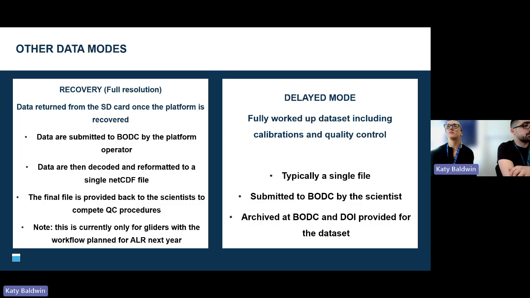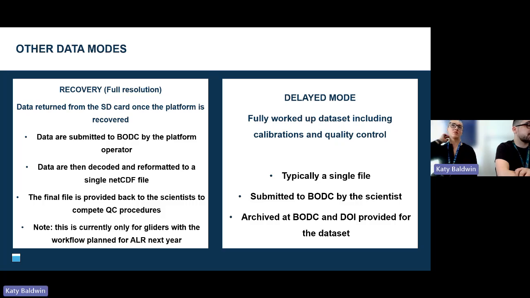BODC decode and reformat the data into segment files, which is one file per dive. And these are combined ultimately into a single NetCDF for delivery to scientists. That workflow currently only applies to gliders, but work is ongoing to extend the recovery workflow to ALR in the next year.